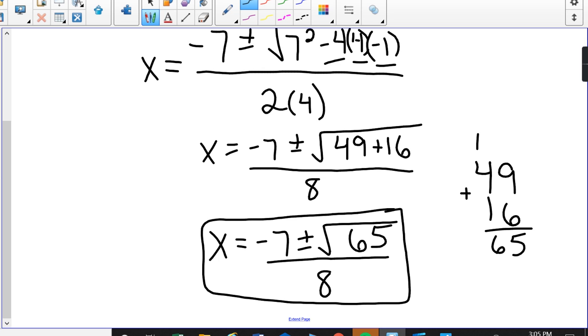X is equal to -7 plus or minus root 65 divided by 8. And remember, that's really two solutions. -7 plus root 65 over 8, -7 minus root 65 over 8. And if you found that to be too quick because you're not familiar enough with using the formula, go back, watch the video again, and try it again on your own.